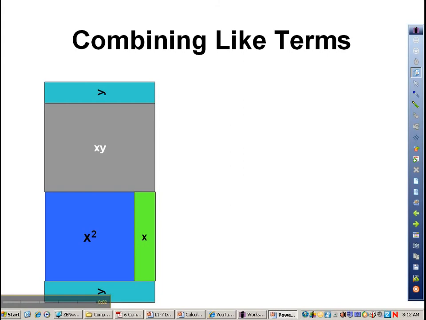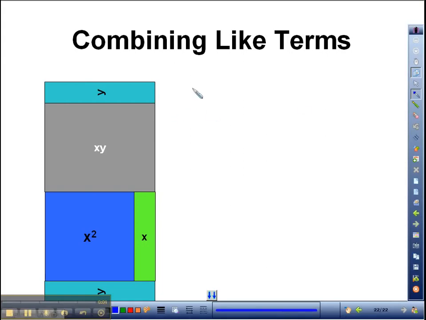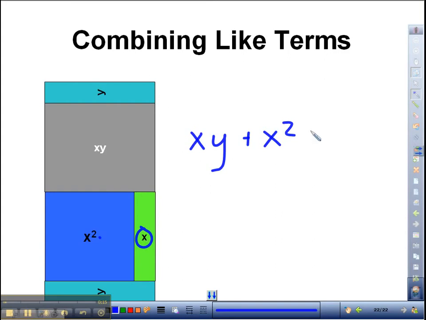Combining like terms, video number 2. Right here, I see an xy. I have an x squared. Here I've got an x. And here I've got 2 y's. I've got a y plus a y.